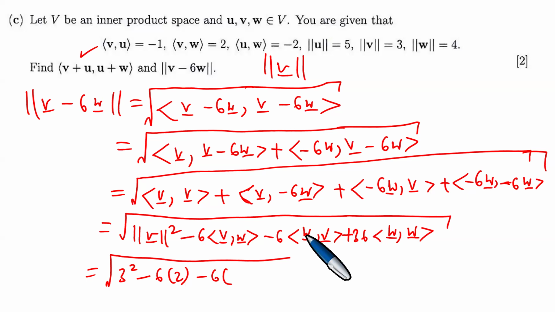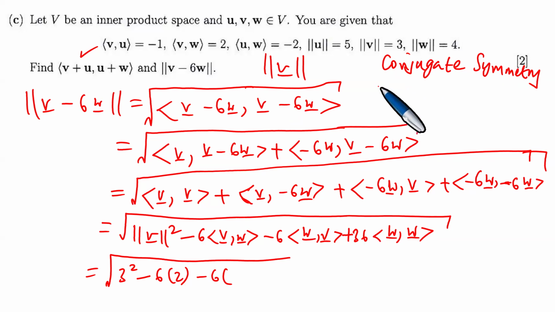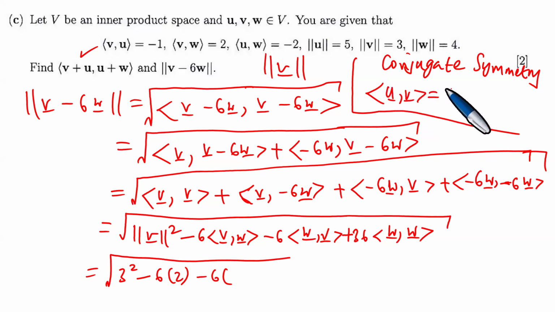But I'm going to state here the most general rule for this. This is called conjugate symmetry. What is conjugate symmetry? In mathematics, we are taught that the inner product of UV is equal to the complex conjugate of the inner product of VU. This is the most general rule for that.